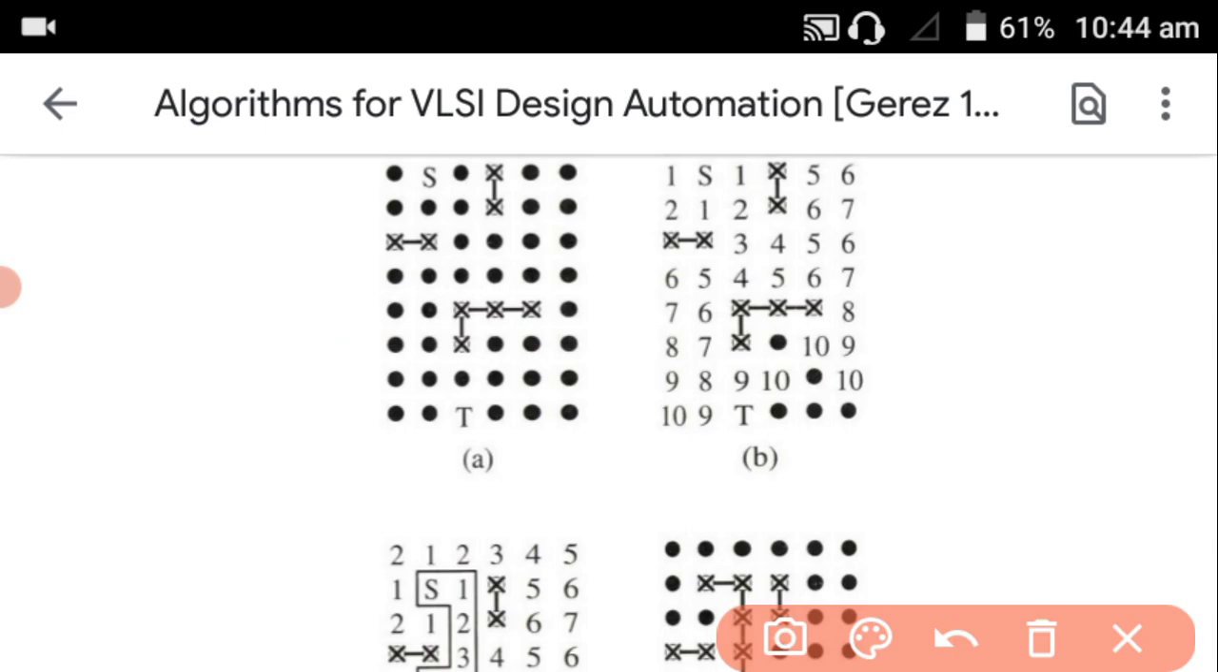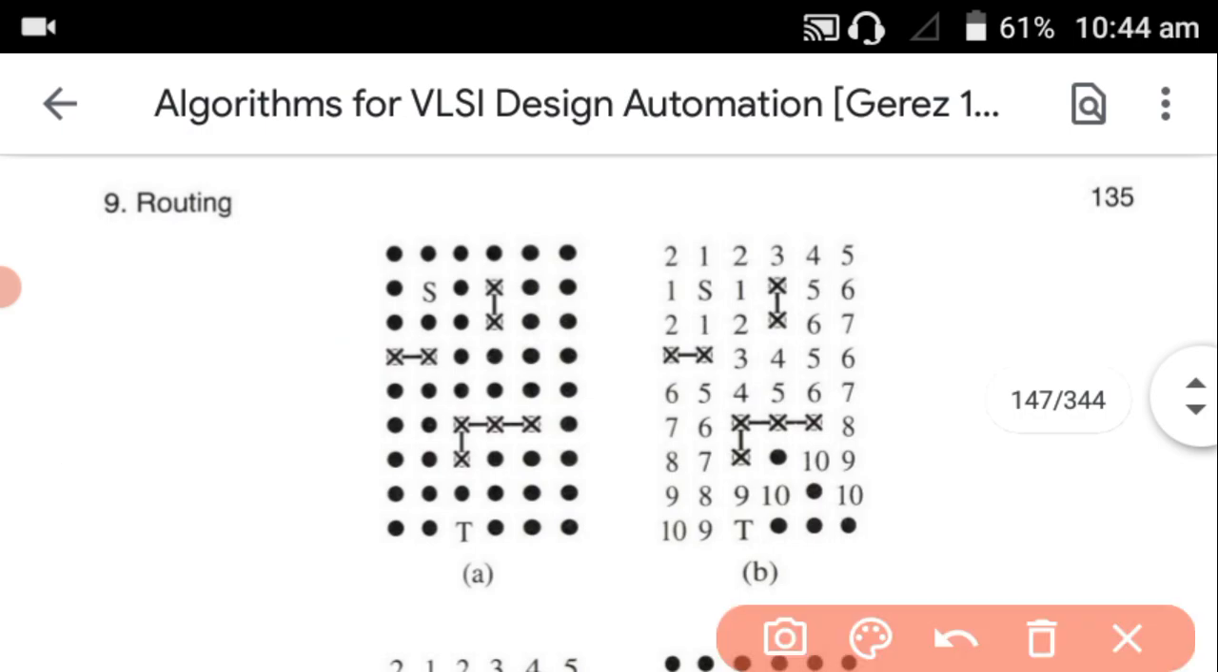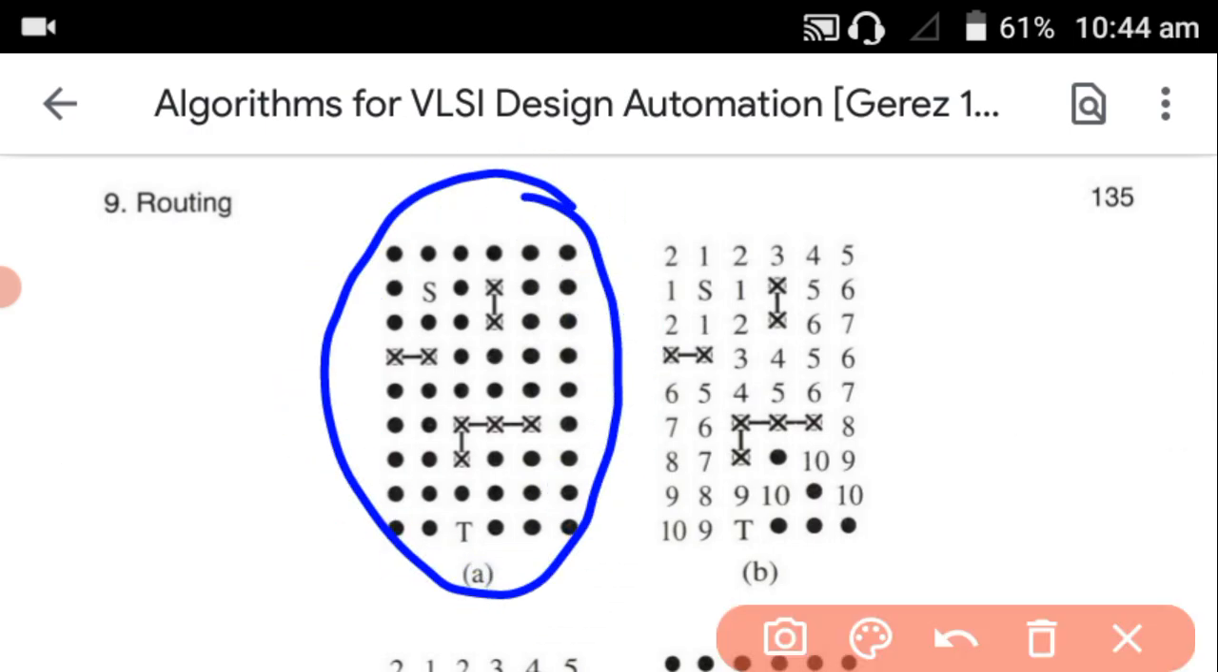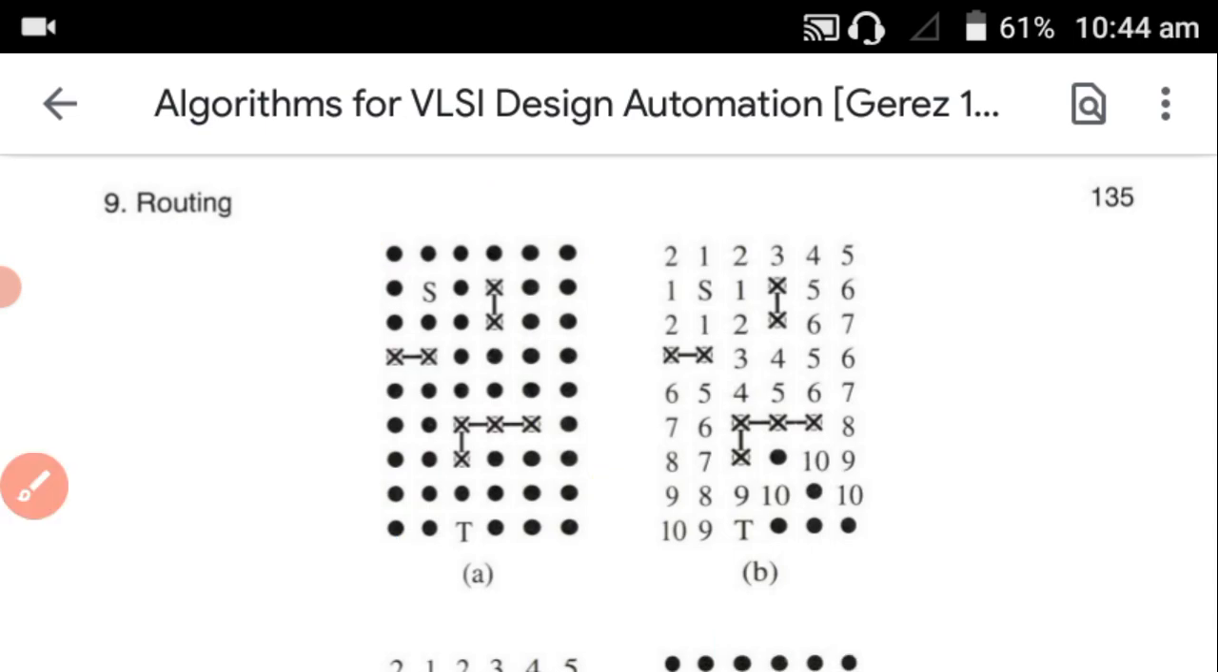Suppose we consider this as the PCB, there will be various spaces inside it, right? So we can connect anywhere on that. We can place the terminal anywhere on that. That is the area routing problem.